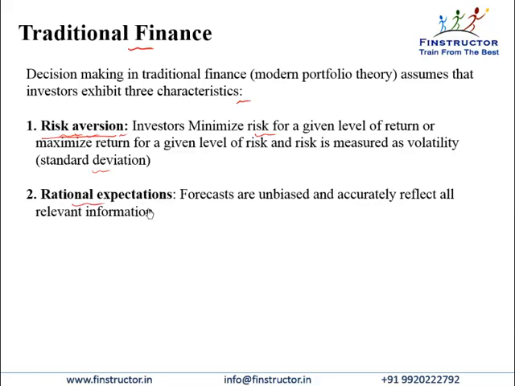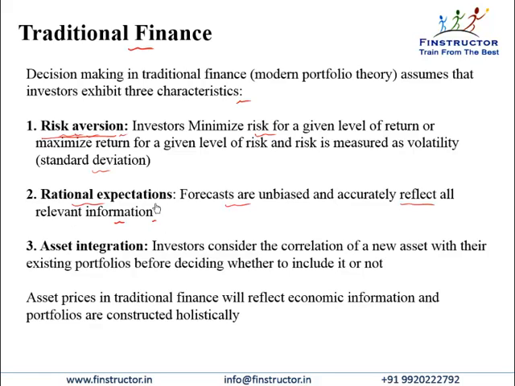It assumes rational expectations, that is, forecasts are unbiased and accurately reflect all relevant information. So rational expectations essentially implies that all investors have all information and hence they have homogeneous expectations about each asset and each stock. So if a particular stock is risky, everybody agrees that it is risky. If something is not risky, everybody agrees.